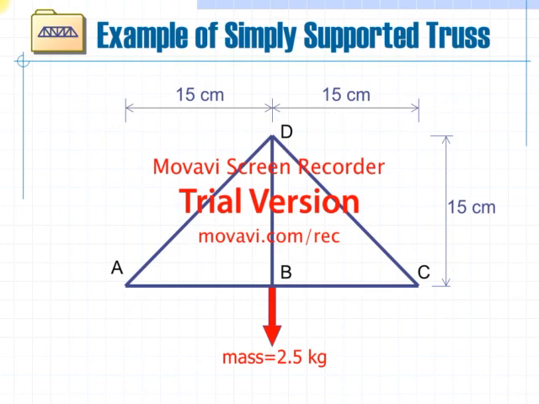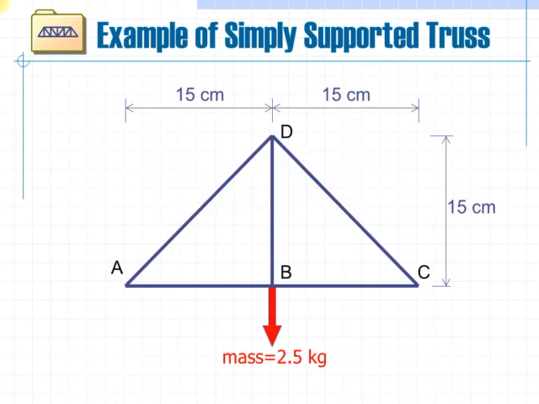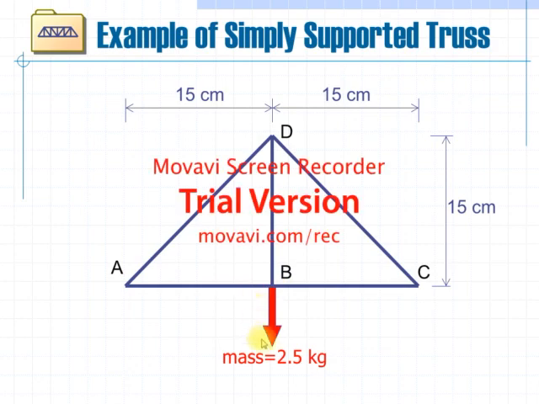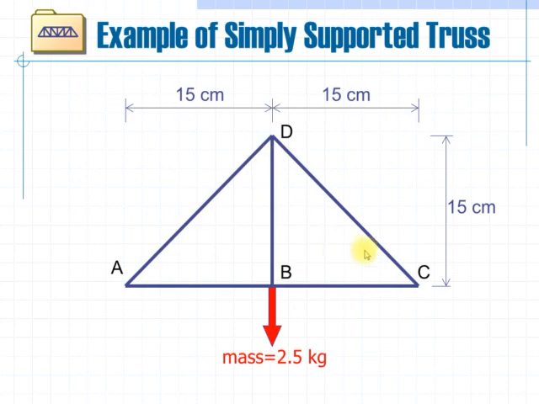Now we see one example of a simply supported truss. The truss is simply supported and it has four joints, A, B, C and D. In this truss a load of 2.5 kg is hanging at joint B. The span AB is 15 cm, span BC is 15 cm and the height of the truss is also 15 cm.